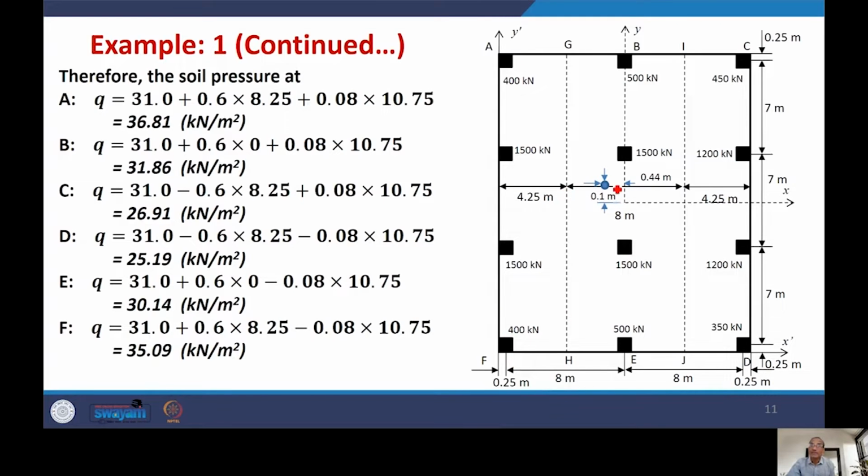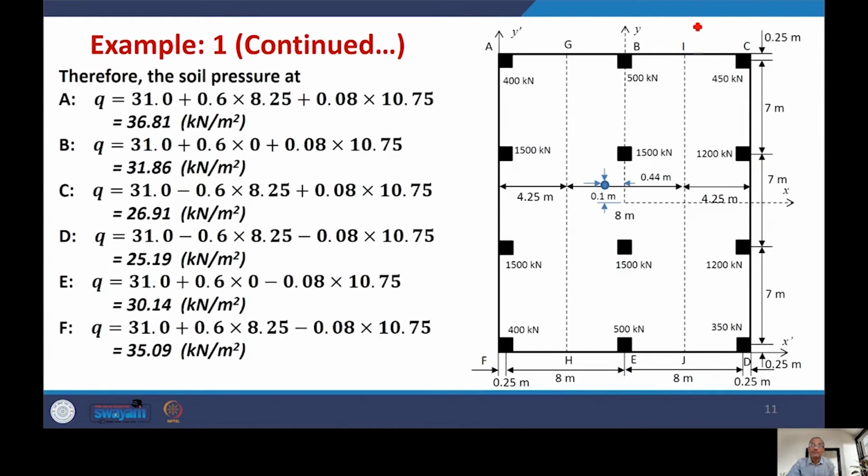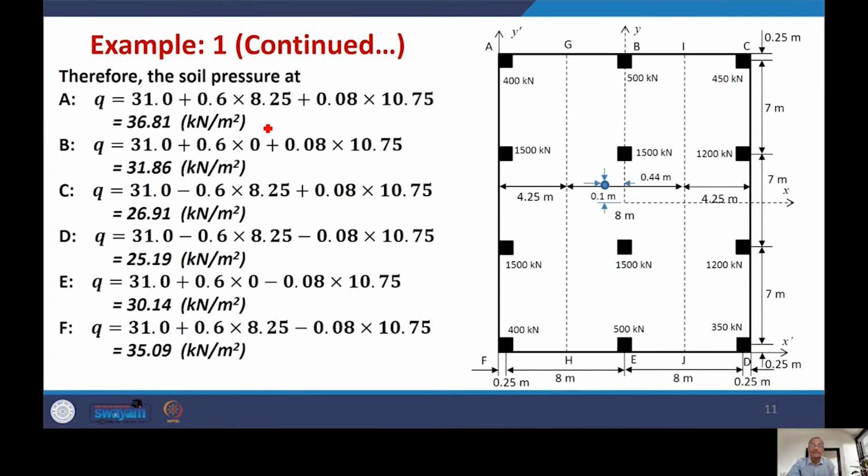Same way, y will be positive for all these six columns and negative for these six columns. So, for example, for column A, x will be negative, but y will be positive. Because the negative sign is coming, once you multiply 8.25, which is this distance, and 10.75, which is 10.5 plus 0.25, both become positive and you get 36.8.